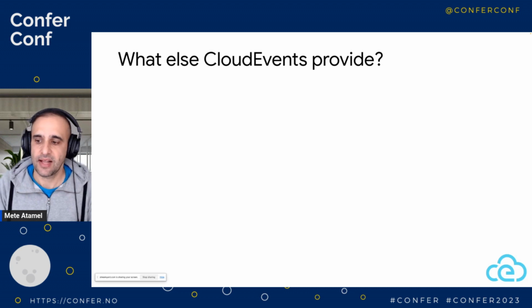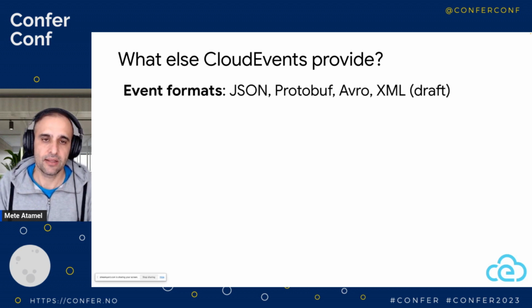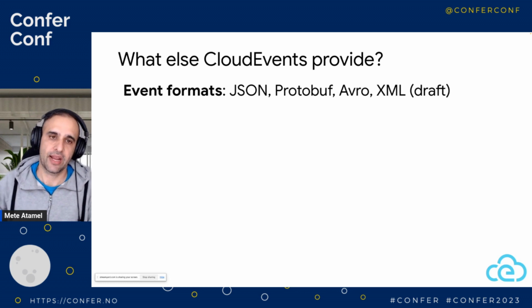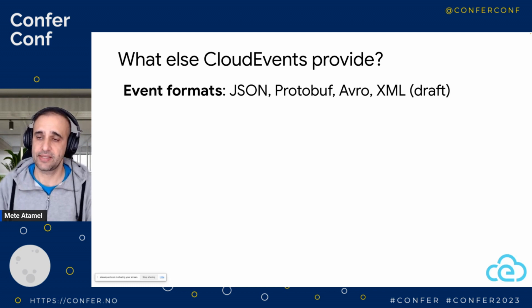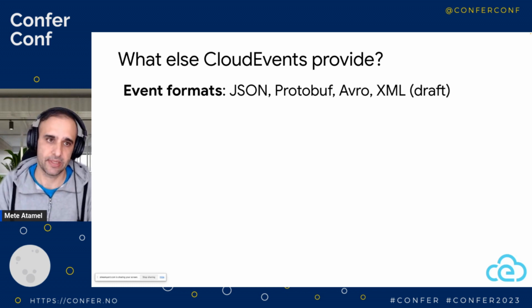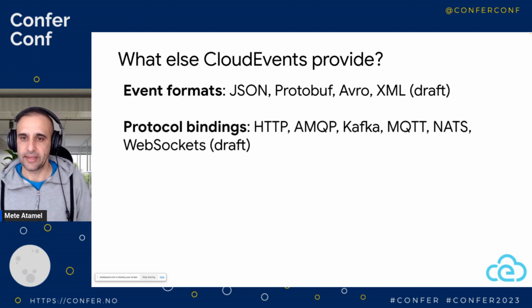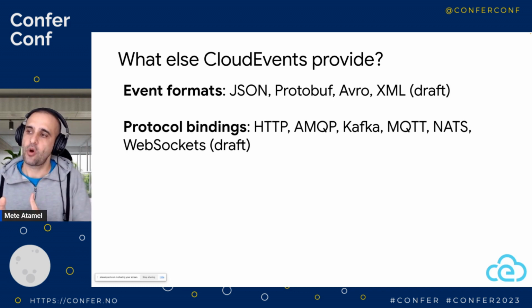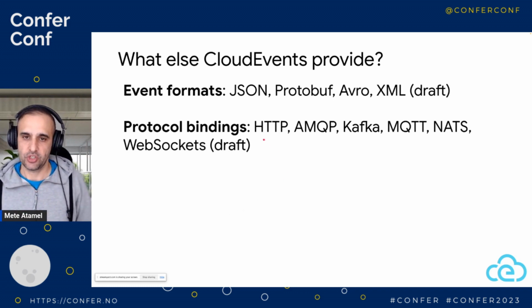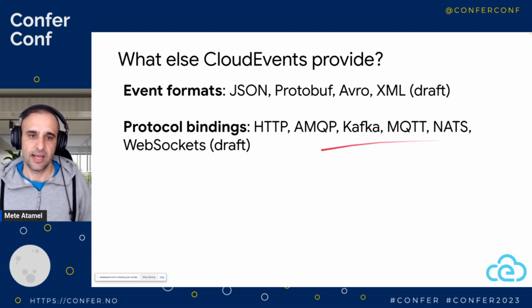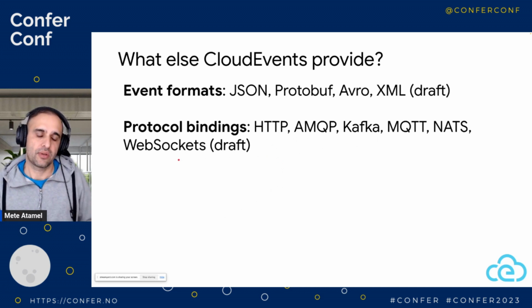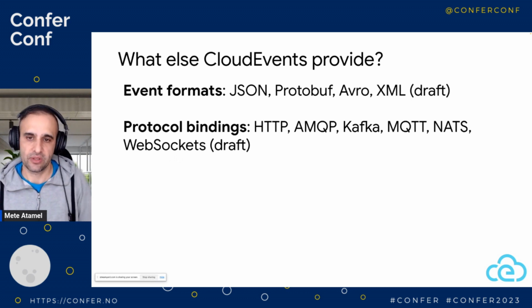All right, so what else do cloud events provide? Well, they provide different event formats. So you can have events in JSON, which is the one that's most supported, but you can have protobuf, Avro, and XML, which is in draft. It's not implemented yet. So you have a choice in different formats. You have protocol bindings. This is about how the event goes over the wire. So you can send events over HTTP, but you can use things like AMQP, Kafka, MQTT, and even WebSockets is in draft right now. Again, this gives you a choice on how to send events with different formats.